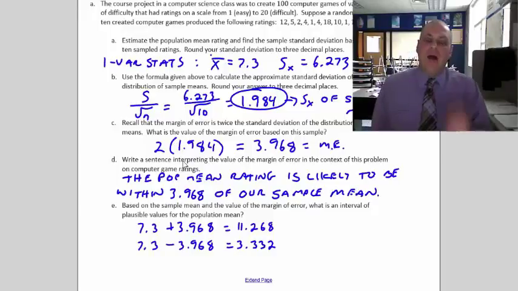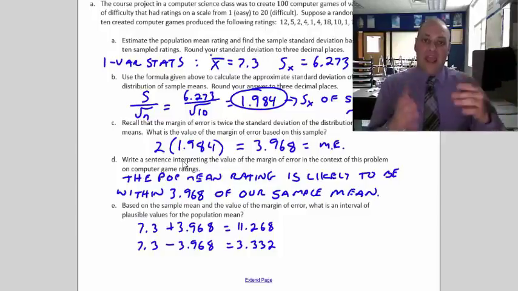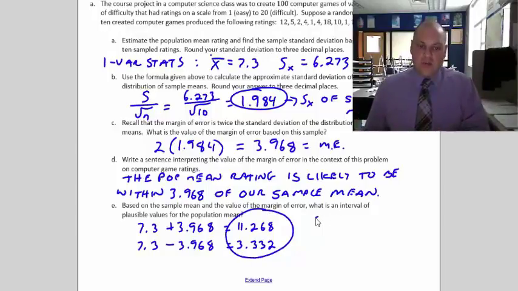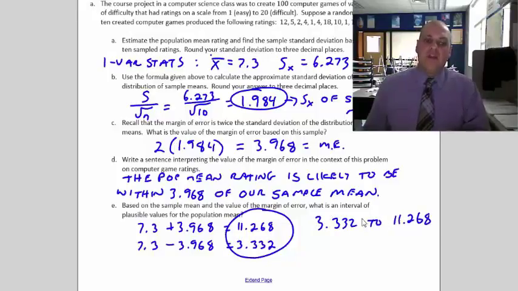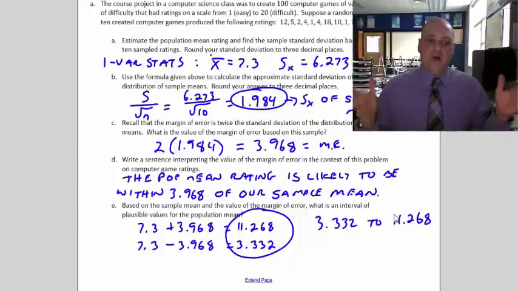Okay? The population mean is likely to be within 3.968 of our sample mean. So in part E, we're going to add 3.968 and subtract 3.968, and we get this window right here. We get 3.332 to 11.268. That is the likely window of a video game rating.